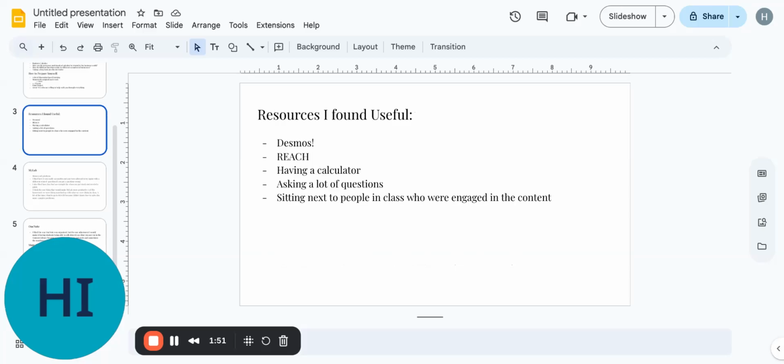Some resources I found helpful were Desmos. This one was really, really helpful for me. You're able to type in the function and then it'll graph it out for you. I'm a visual learner, so this was really helpful.